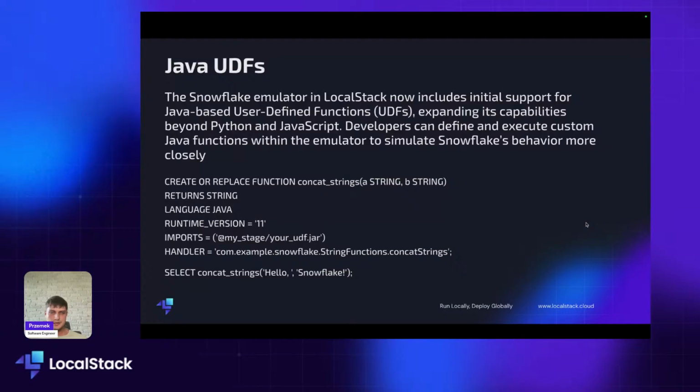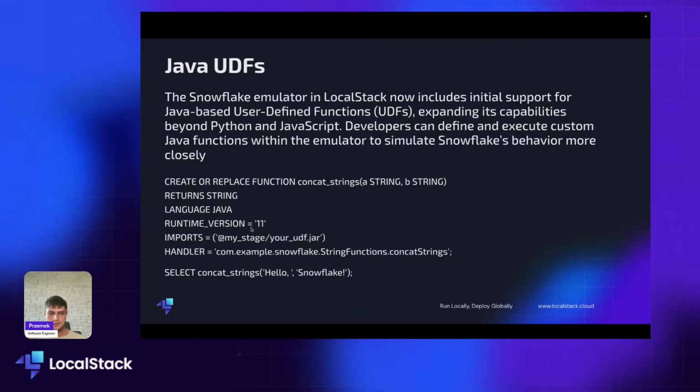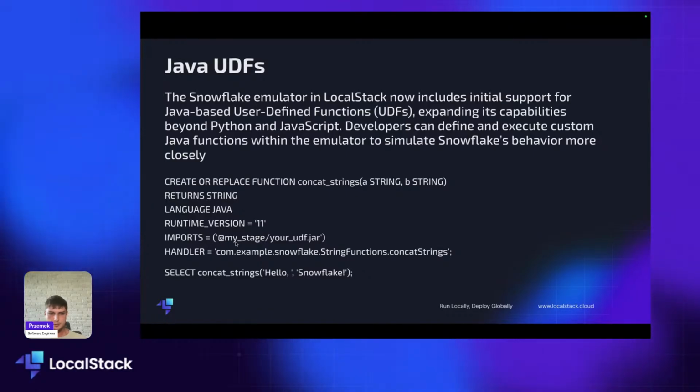Another feature is Java UDFs. So we added support for Java UDFs. We had support for Python UDFs and JavaScript UDFs, and we also added support for Java UDFs. So what we can do now is create a function, point to the Java language, choose a version of Java, and then point to a stage in Snowflake where your built, compiled JAR is located.